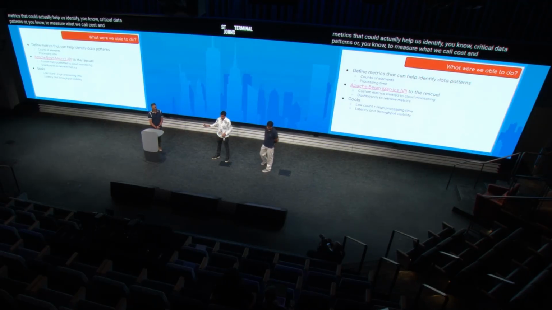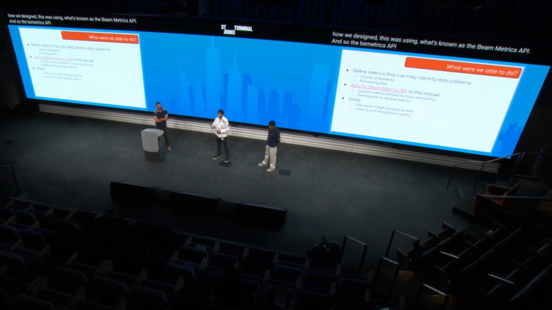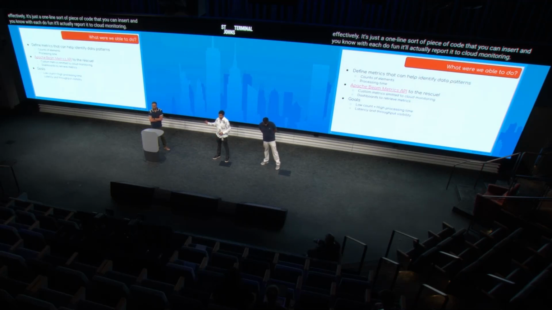And when Adi mentioned cost, it's really two things, right? One is your actual data flow infrastructure cost, and two, which is somewhat related but also maybe more critical to the user, is the amount of time that something takes to be processed. And so what we actually used and how we designed this was using what's known as the Beam Metrics API. The Beam Metrics API nicely provides a set of metrics that you can insert with just a one-line piece of code, and with each DoFn, it'll actually report it to Cloud Monitoring, which we'll discuss a little bit later.